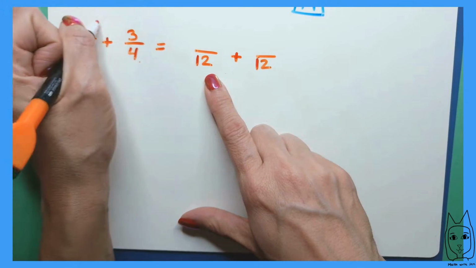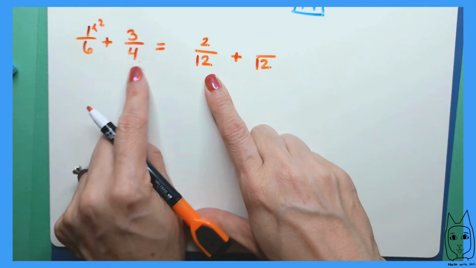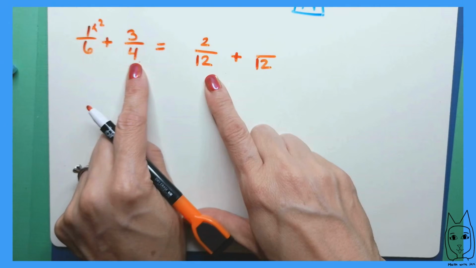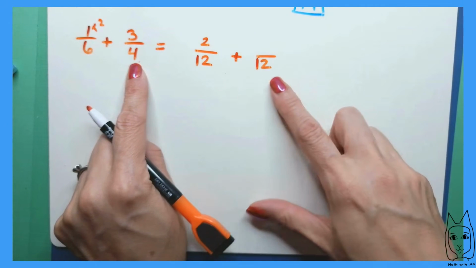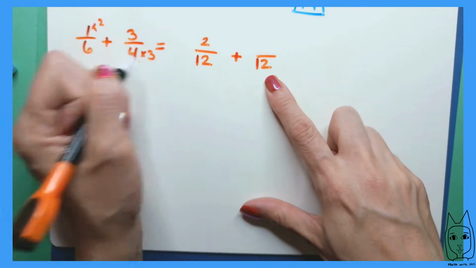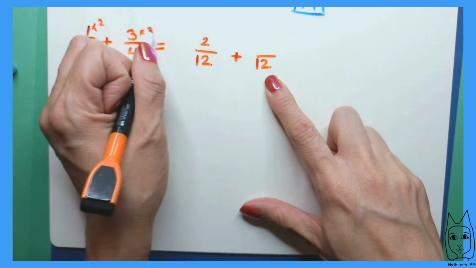That means that this one part is now 2 twelfths. Four parts make a whole, so I'm going to divide those into 3 equal parts. 4 times 3 is 12, so I'm going to have to do 3 times 3 to get the 9.